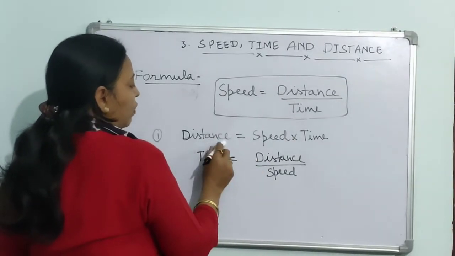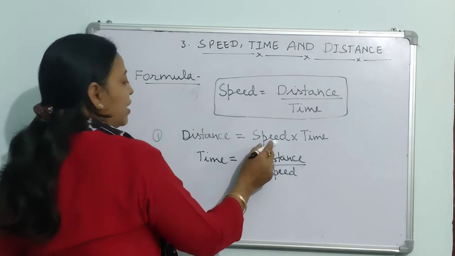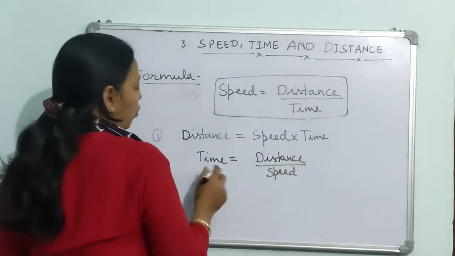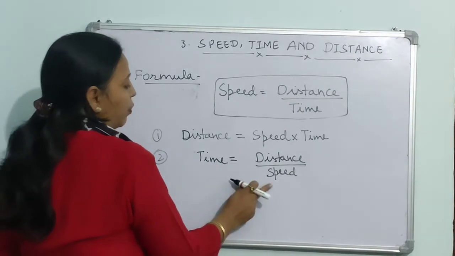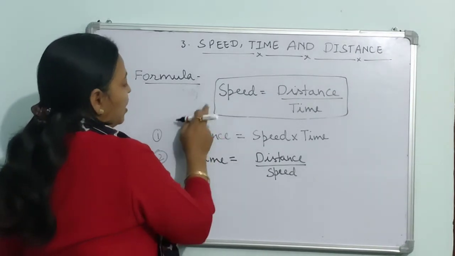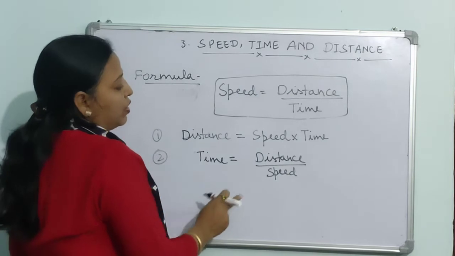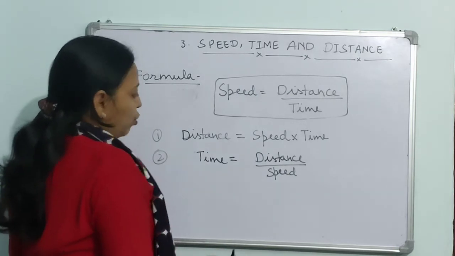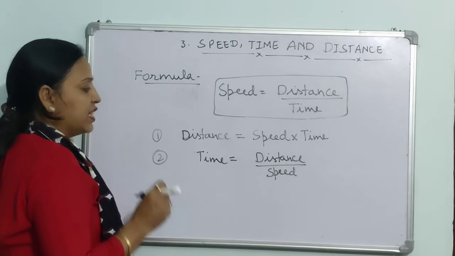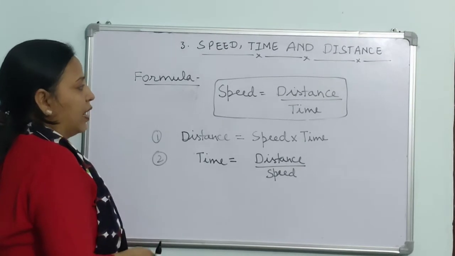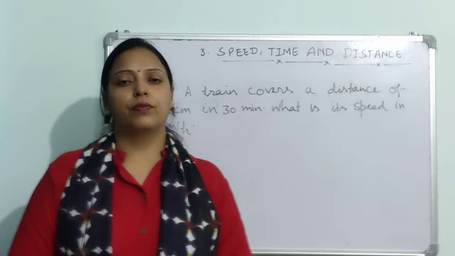If you want to calculate distance, then you can write the formula speed into time, and if you want to calculate time, then you can write time is equal to distance upon speed. So based on these three formulas you can solve the exercise. So before starting the exercise I will tell you first some solved examples, and then we will start the exercise.